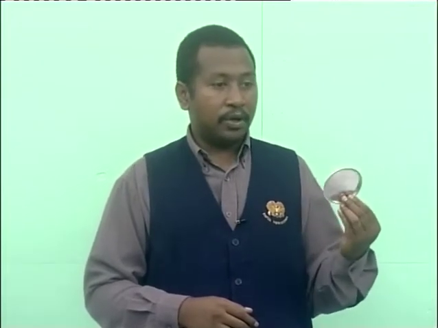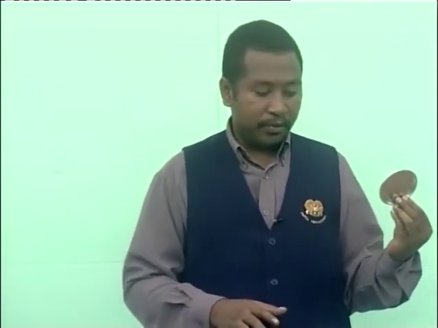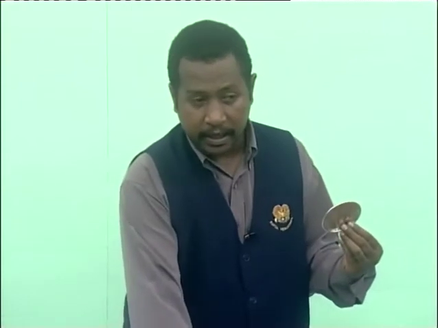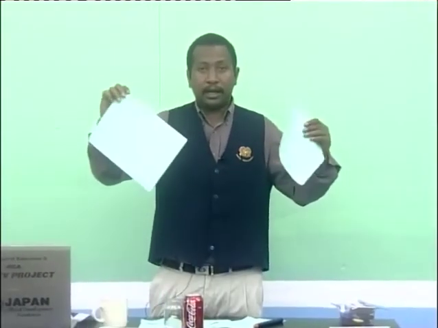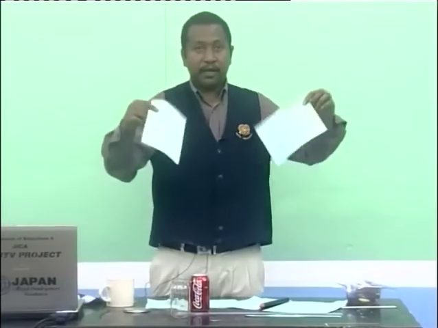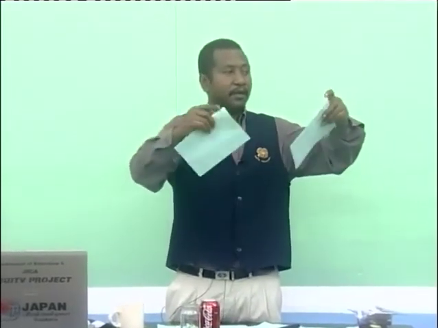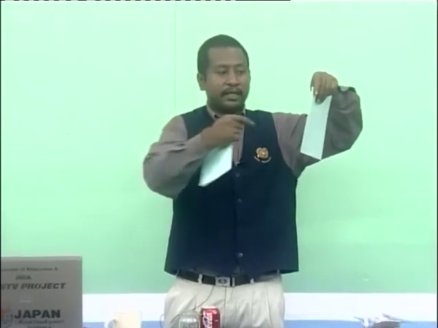Make sure you place your ruler on the table or desk, and then you find two pieces of paper like this. And then you fold those two pieces of paper in half. So you will have papers like this.